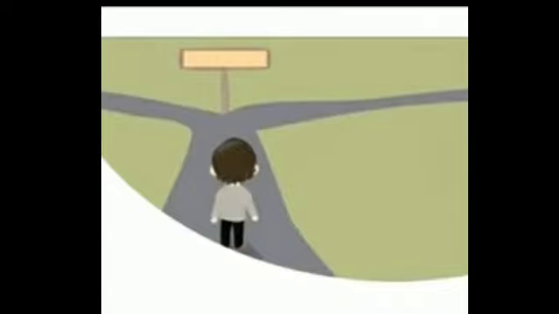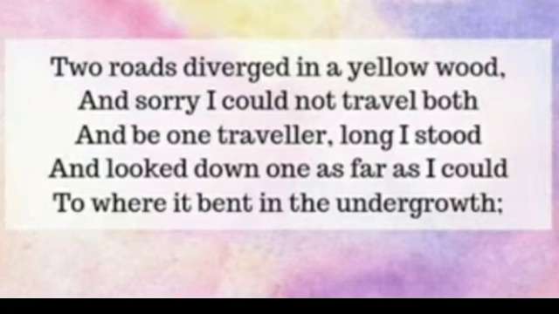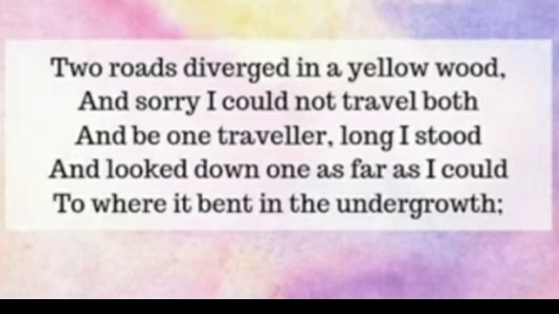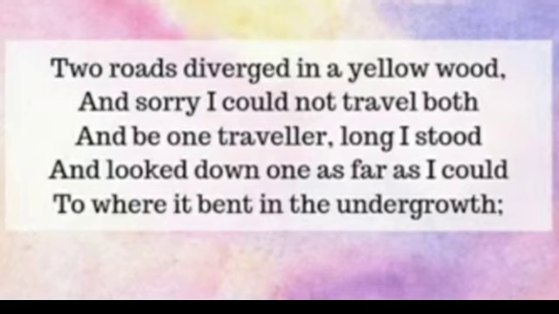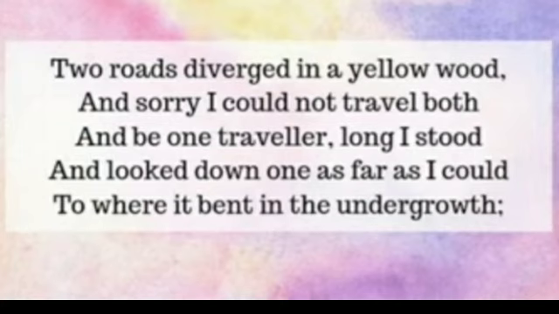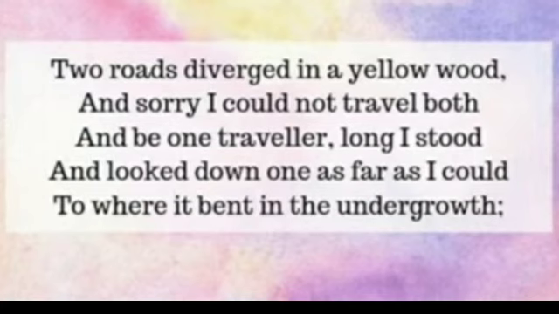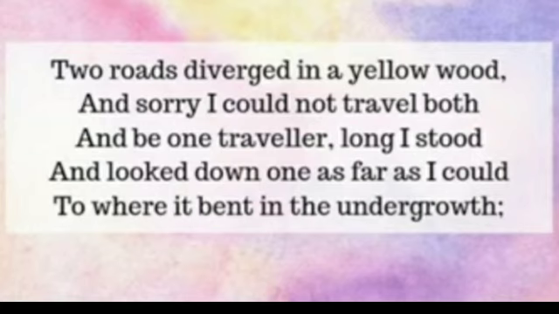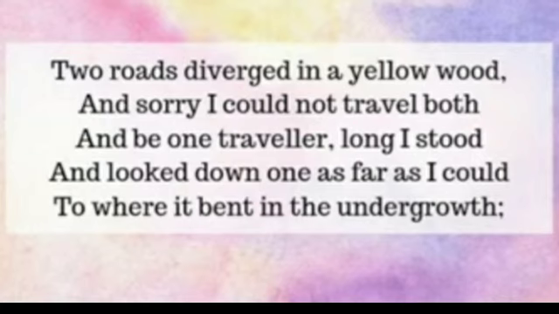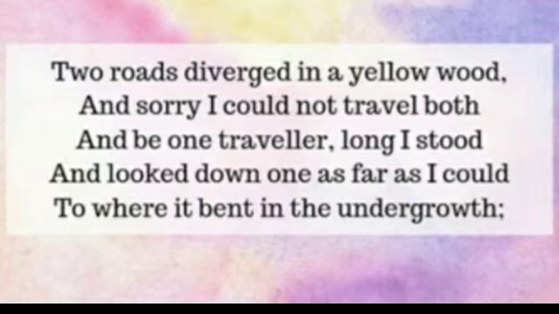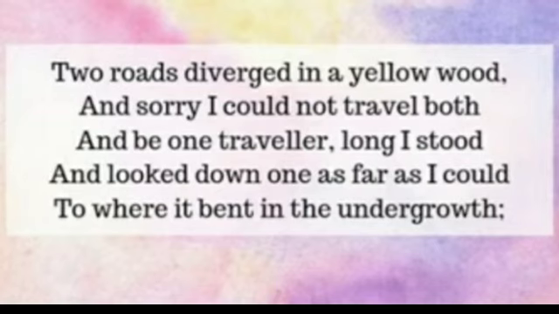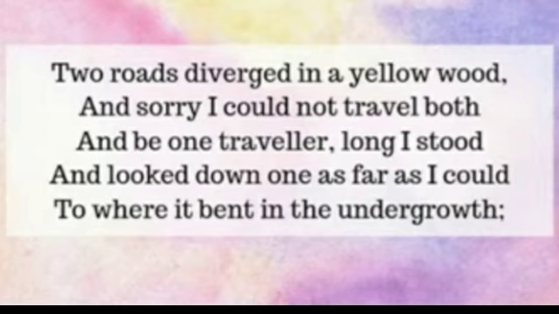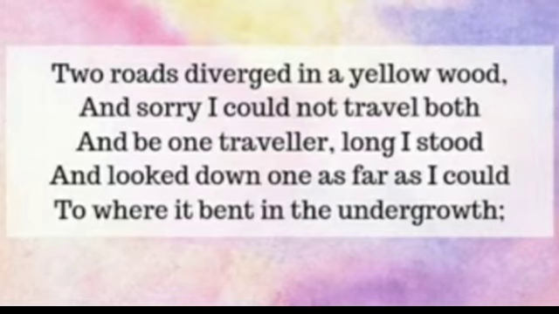Now let us go through the line by line description of the poem. Two roads diverged in a yellow wood, and sorry I could not travel both, and be one traveller, long I stood and looked down as far as I could to where it bent in the undergrowth. So he explains that once he reached a diversion of roads, he stood and looked at both the roads which went further.